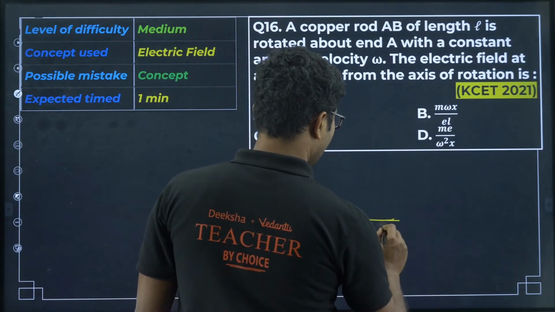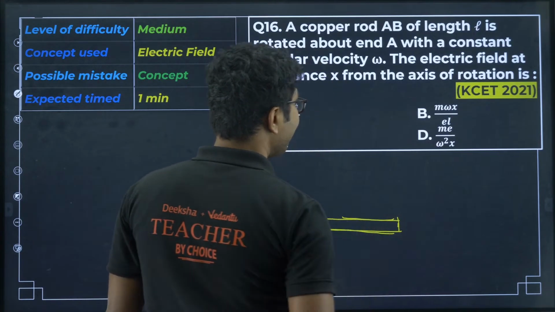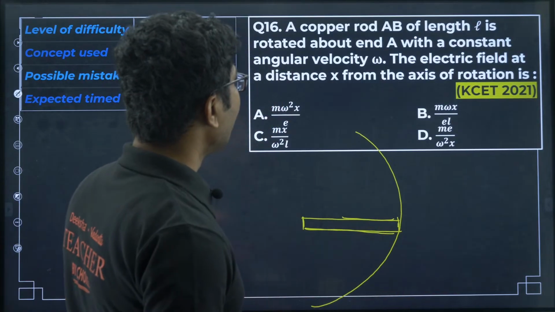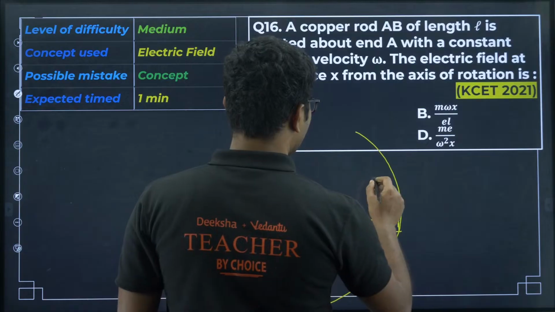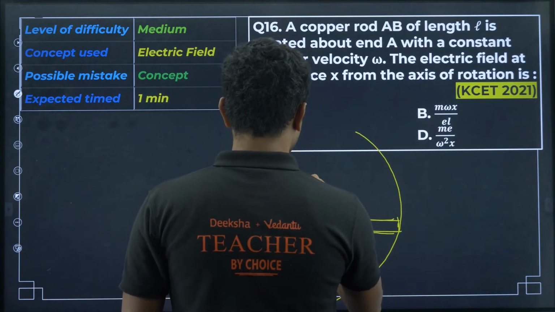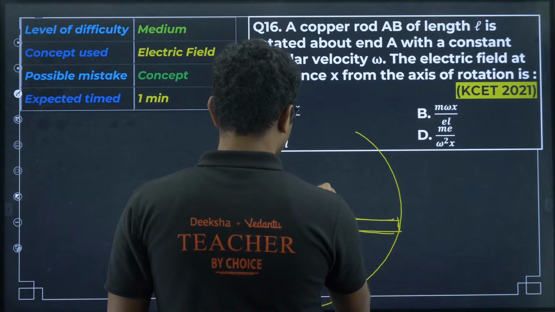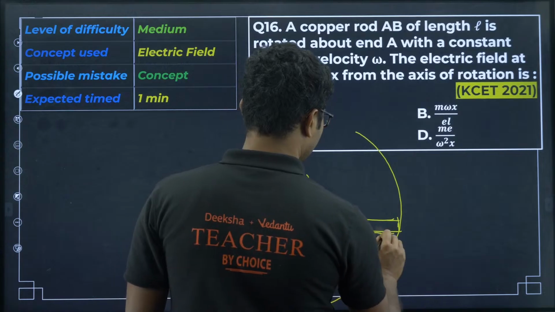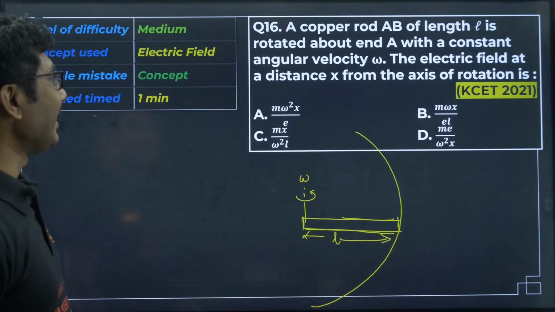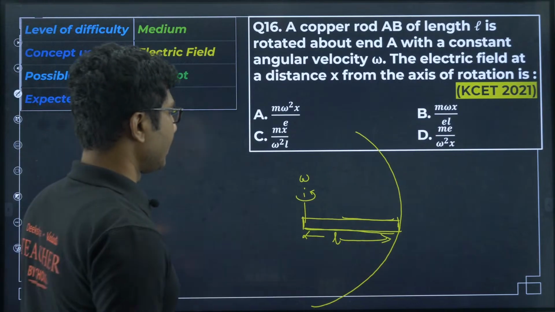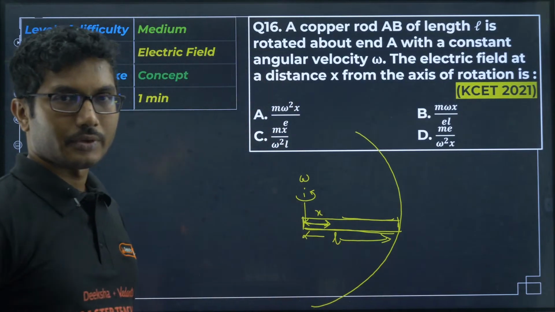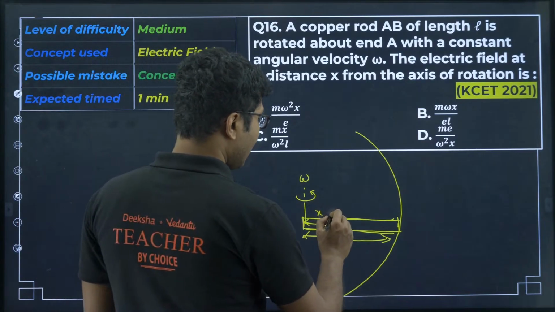We have a copper rod, it is being rotated about one end with constant angular velocity omega. The length is given, L. What is the electric field at a distance x from the axis of rotation? So, suppose I say the axis of rotation is the origin, what is the electric field at distance x? So, you have to find the electric field here.